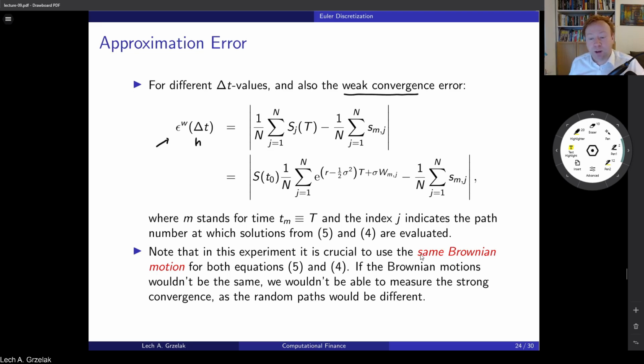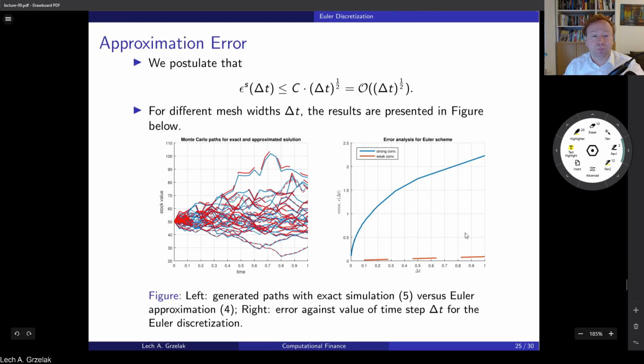And here, one more time, it is very important to keep in mind that if you look at errors, especially in the strong sense, you have to use the same Brownian motions. This is a key element. In a few seconds, I will show you how to perform the simulation, so it will be very clear how to implement the same Brownian motion and use it in both approaches.